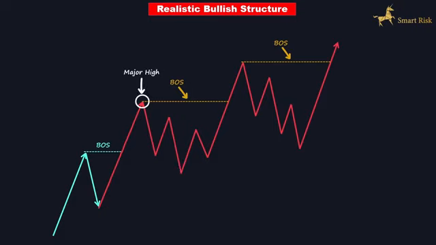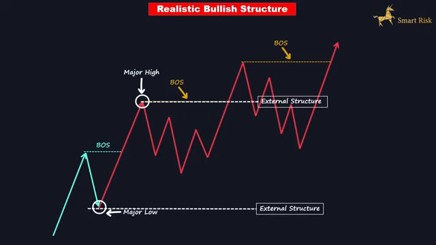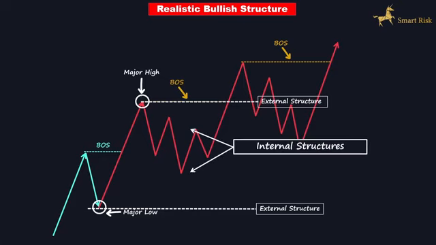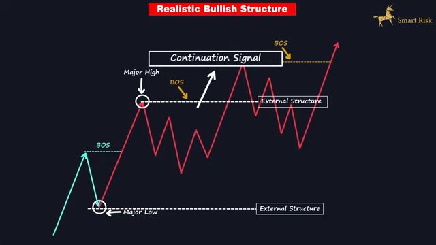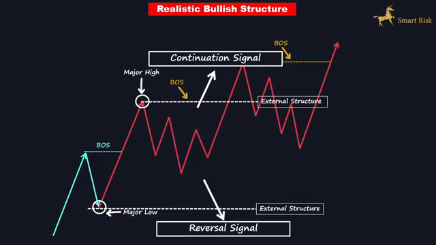Additionally, the lowest point of the bullish wave that initiated the upward movement, leading to the formation of a break of structure and a new high, is recognized as the major low. These 2 points constitute the major external structures, and every structure formed between them is regarded as an internal structure. If the price breaks the major high to the upside, creating a break of structure, BOS, it signals a continuation of the trend. However, if the price falls below the major low, we should consider it as a trend reversal signal.